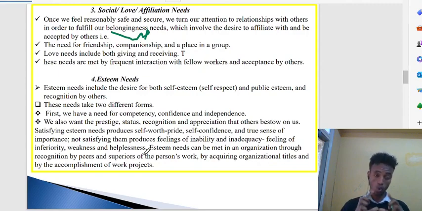This need takes two different forms. First, the self-esteem need: we have to have competency, confidence, and independence. We also want prestige, status, and appreciation, to be recognized by others.